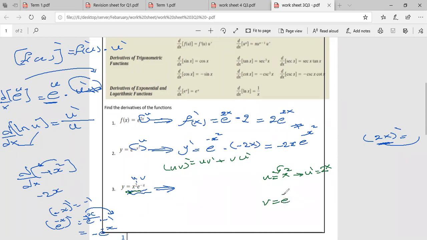v here is e to power negative x. It is a chain rule. The input of this function is not x, so I will apply this rule. What is the derivative of this function? It will be e to the u, which is negative x, multiplied by the derivative of u. What is the derivative of negative x? It will be negative 1. Clear? Which we can write as negative e to power negative x.